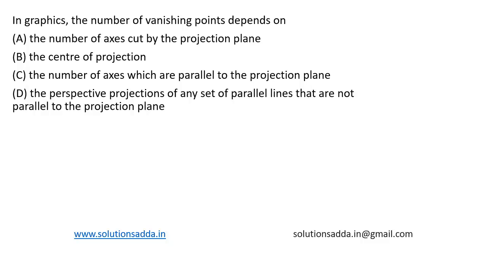This is a question from computer graphics. In graphics, the number of vanishing points depends on, and four options are given. A vanishing point is a point on the image plane of a perspective drawing where the two-dimensional perspective projections of mutually parallel lines in the three-dimensional space appear to converge. So, option D, the perspective projections of any set of parallel lines that are not parallel to the projection plane, is the right answer.